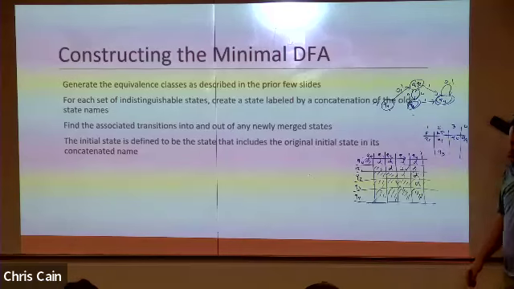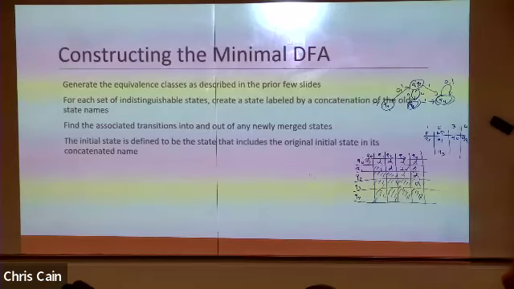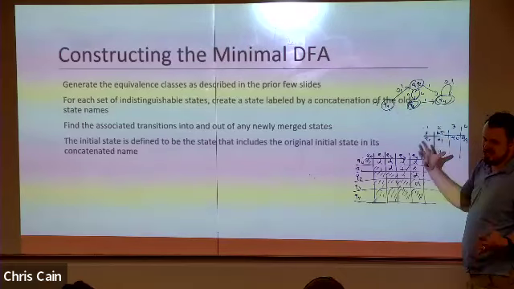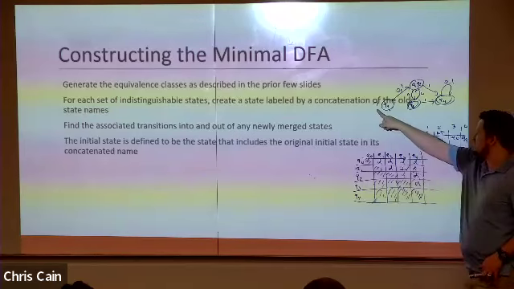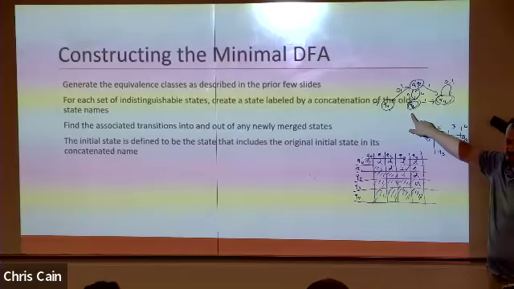Sometimes you will find that the initial state is part of this. So if it is, the new initial state is defined to be the state that includes the original initial state in its concatenated name, which is why we concatenate these. So if we combine Q0 and Q2 at some point into a state, the start state, even if we got rid of Q0, would be the one that contained Q0. So here's where we would want to start.